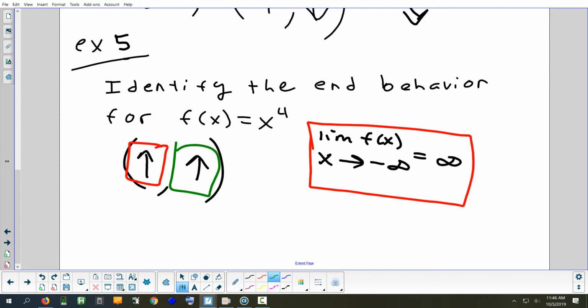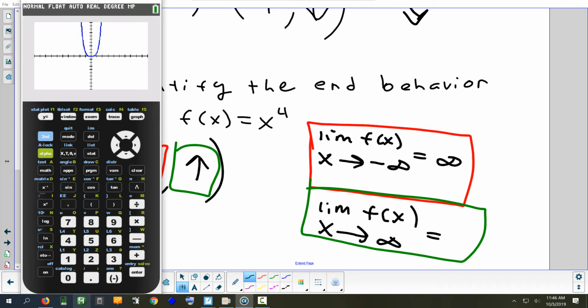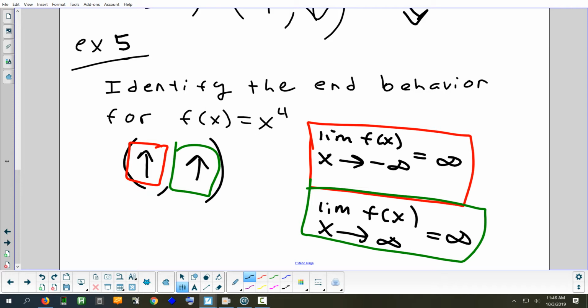And I could say the same thing here. What's happening to y as x heads to the right? What's happening to my y value as x heads further and further to the right? To infinity. You don't have to use red and green boxes. I'm just doing that to very clearly explain which part of this these are describing. Any question on that?